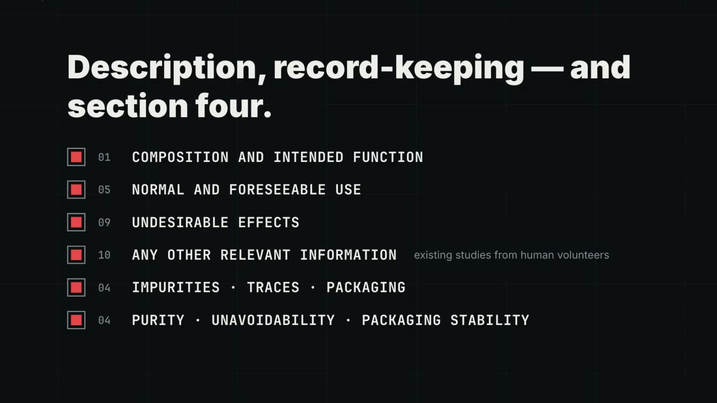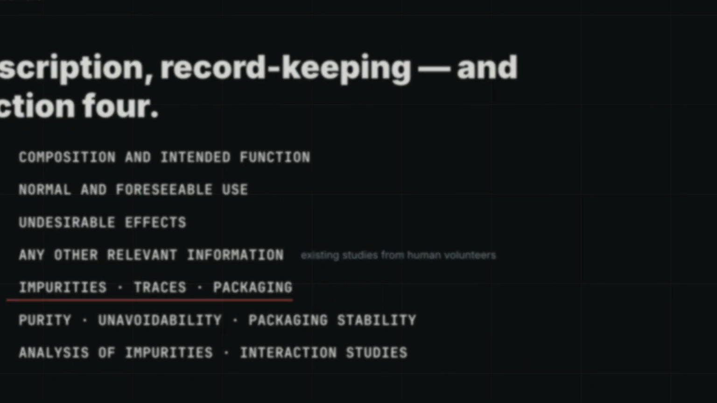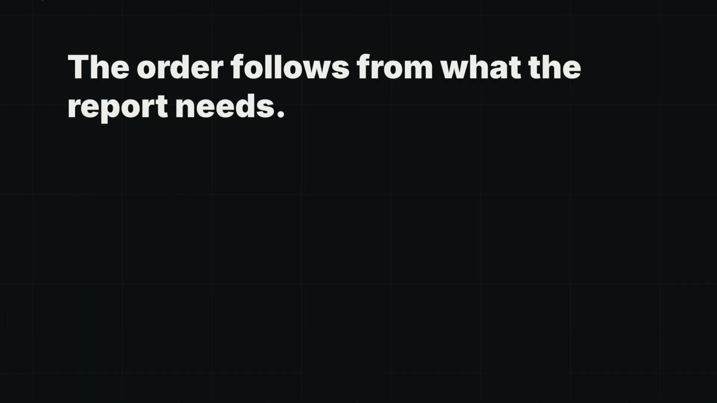Supplier data is preferred here, and the guidance says so. But it also contemplates physicochemical analysis of possible impurities in raw materials and, if necessary, in the final product, and studies on interactions between the formulation and the primary packaging. So Section 4 can need a laboratory. So can Section 10, whose named examples include existing studies from human volunteers. No order of work is set anywhere in the regulation or the guidance.